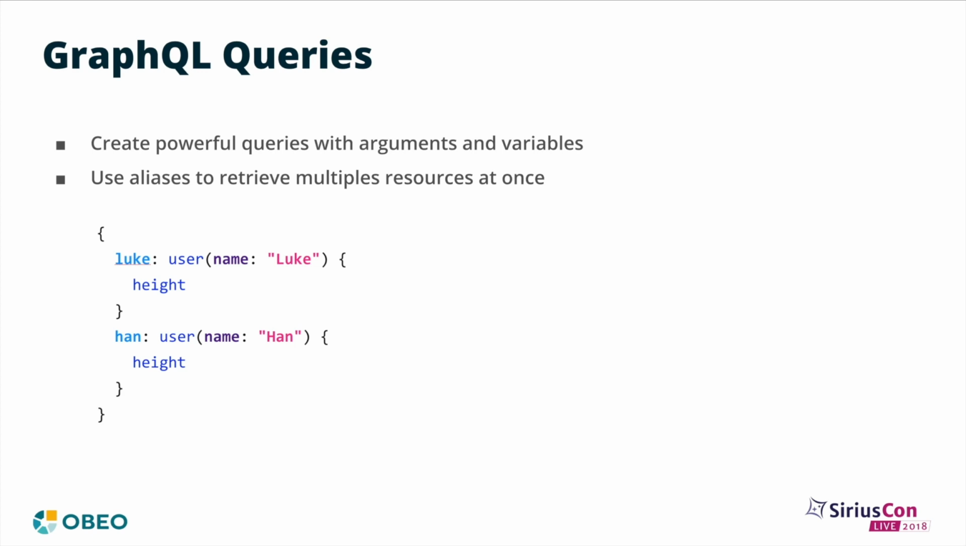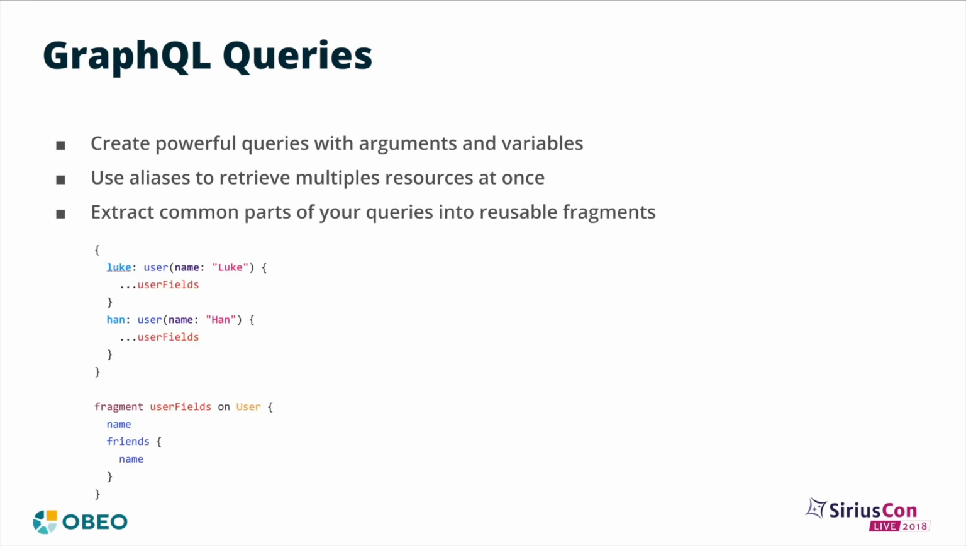GraphQL also allows us to retrieve multiple resources at once quite easily. In order to prevent any conflict in the response, we can define some aliases to rename the result of a field. Over time, your queries will get bigger and more complex to maintain. You can extract common parts of your query into fragments which can be reused easily. Here we have created a fragment named user fields, which we can reuse for the two users that we want to retrieve.